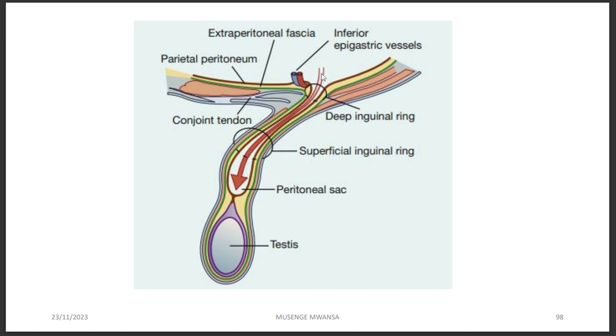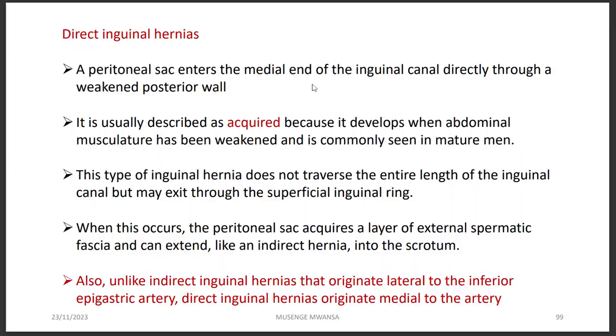So it will pass through the deep inguinal ring and then also pass through the superficial inguinal ring, and then it will go to the testes. This can contain things like intestines. Imagine. For indirect hernias, what you need to know is that it will pass through the deep inguinal ring.